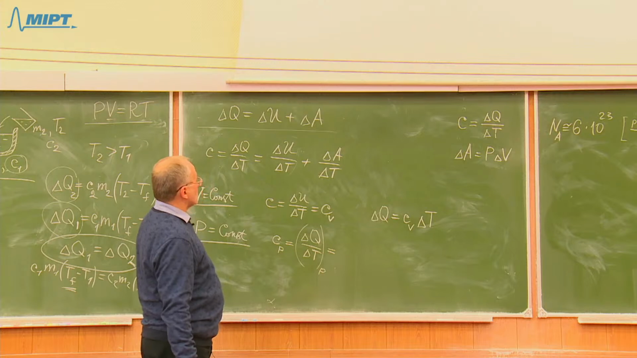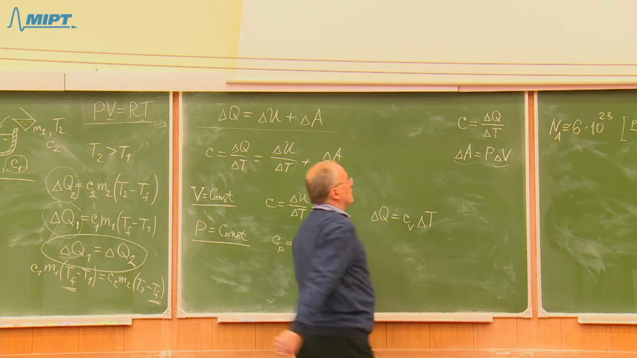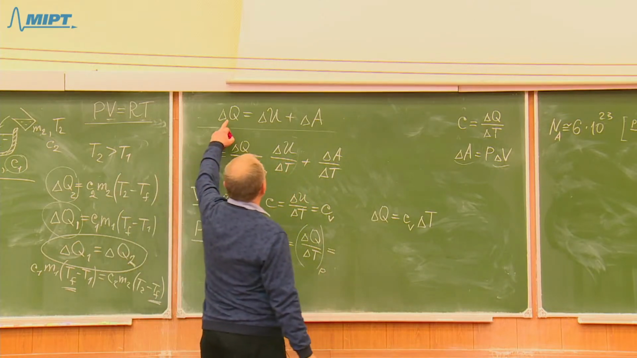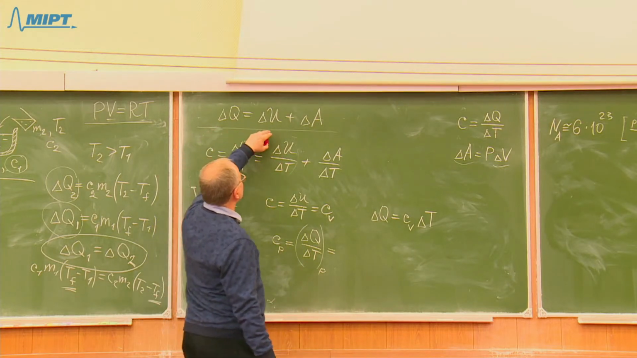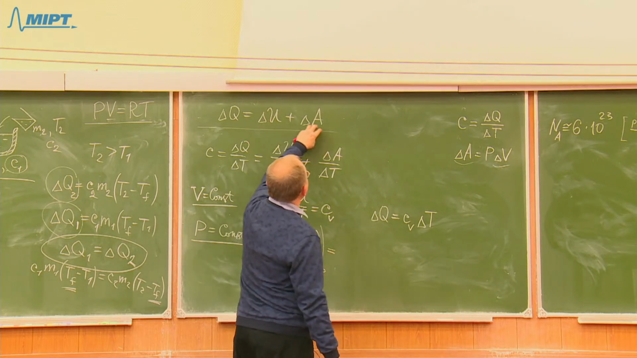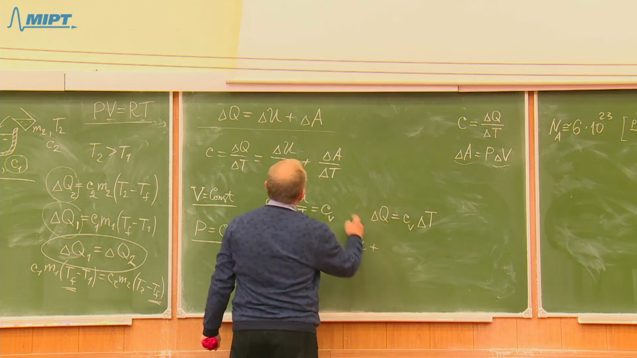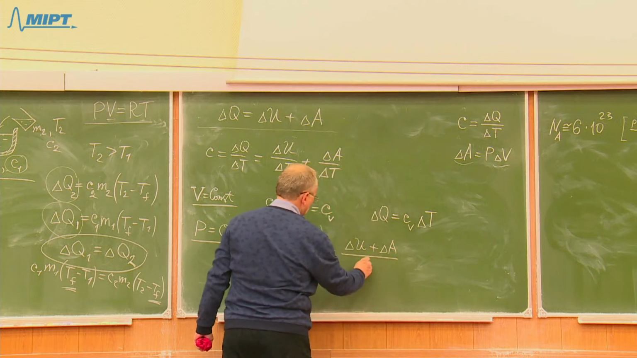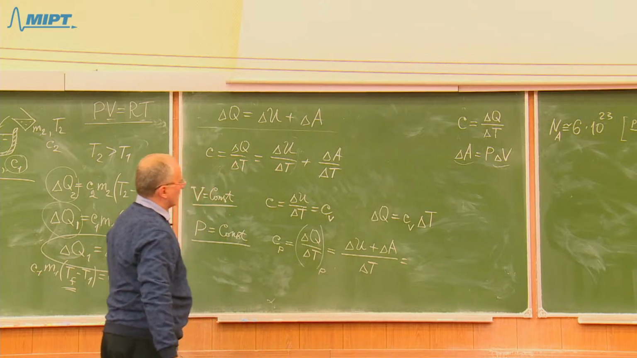So under constant pressure, volume is changed, and therefore work is produced by the gas. And therefore, in this first law of thermodynamics, I will have to consider both the first term and the second term in this equation. The first term will be delta U, and the second term will be delta A, which is non-zero now, divided by delta T under conditions of constant pressure.